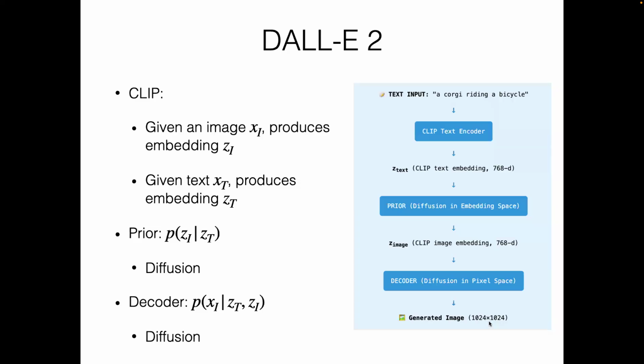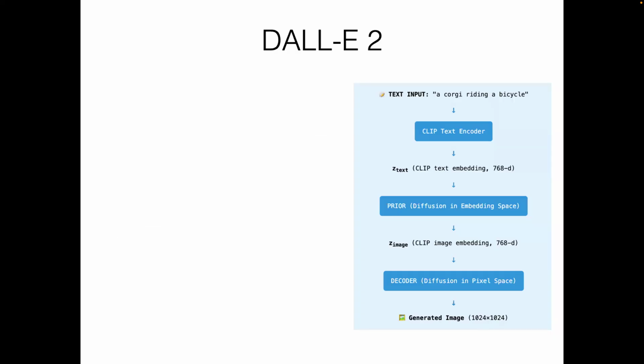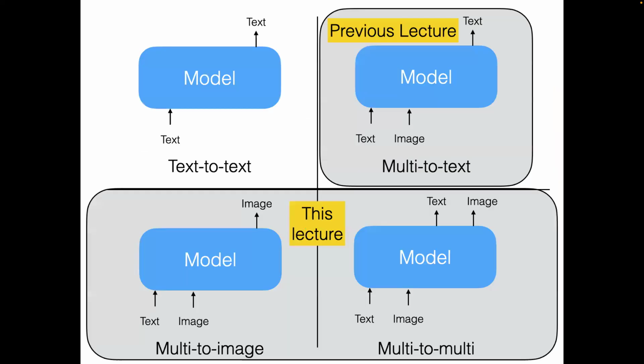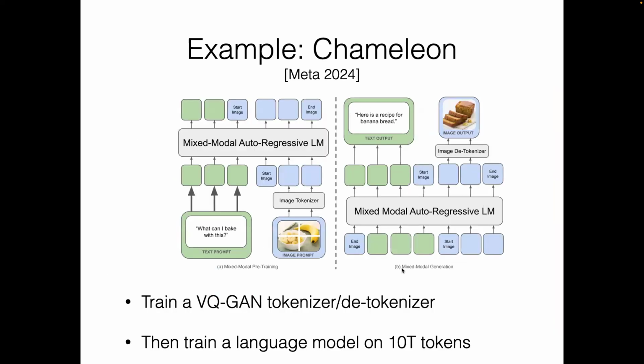We did not look at any model which goes from multi to multi. Say it again. We did not look at any model which goes from image and text to image and text. Yeah, so this one can take in both text and images, and then can produce both text and images.